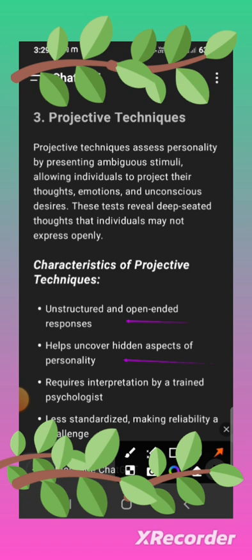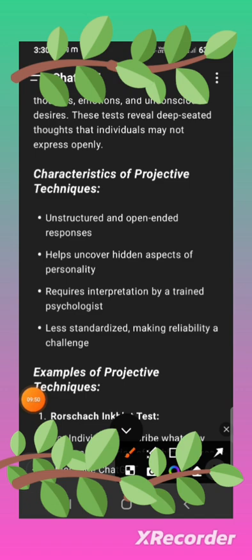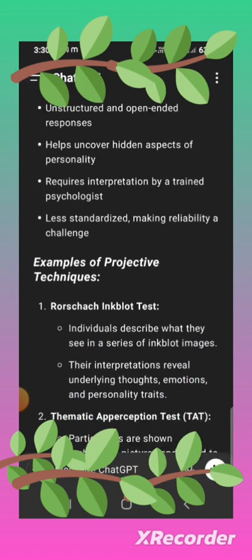Difficult to standardize and score. Interpretation varies among psychologists. Characteristics of projective techniques: unstructured and open-ended responses, helps uncover hidden aspects of the personality, requires interpretation by a trained psychologist, less standardized, making reliability a challenge.